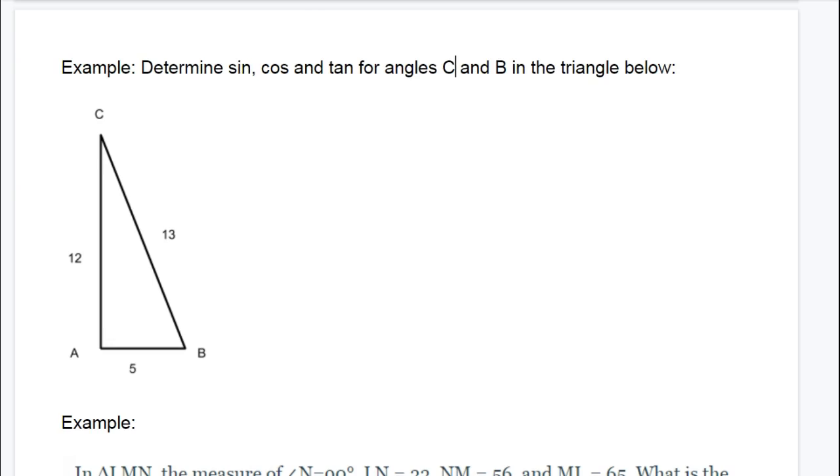Well, let's get started. So first, the sine. I'm going to use the abbreviation for angle C. Sine of angle C is going to be my opposite over my hypotenuse. So if I'm looking at angle C here, my opposite, if I go opposite that, that's going to be 5.